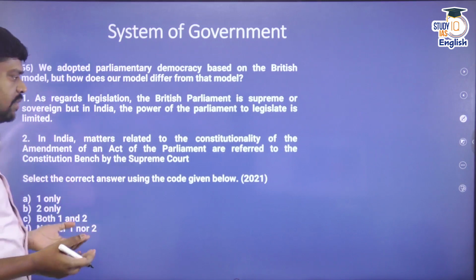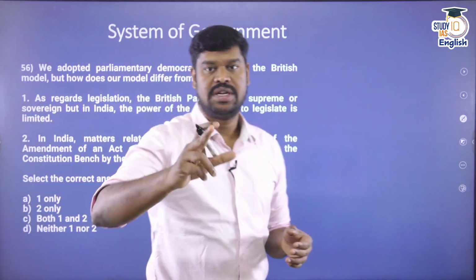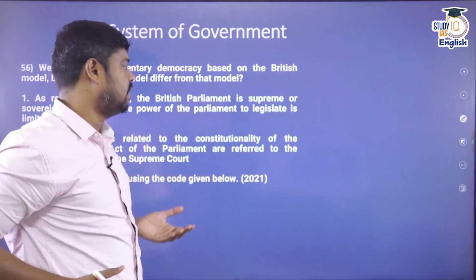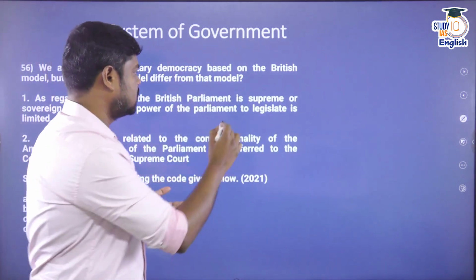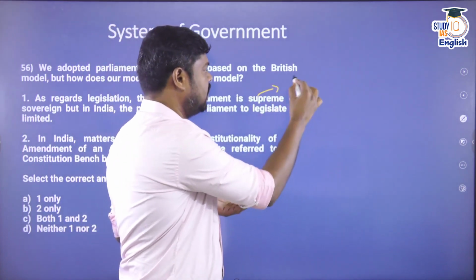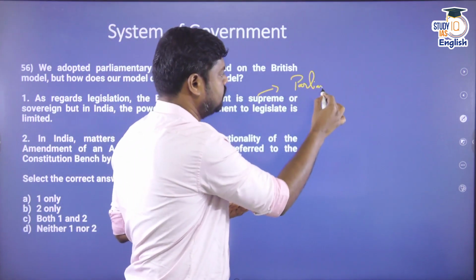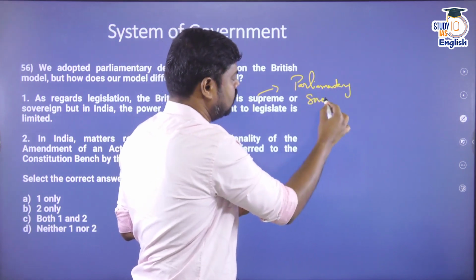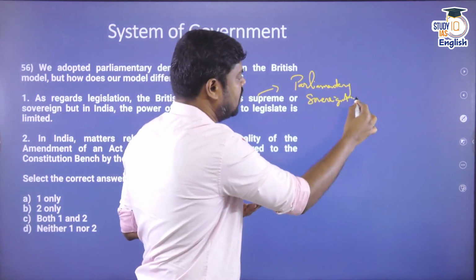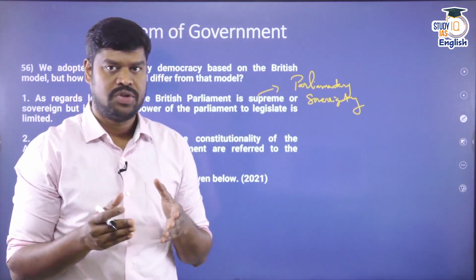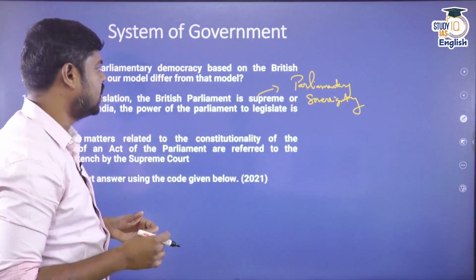Very much true, because this is the explanation that I was giving in the last question, which is related to the British parliamentary system and the Indian parliamentary system. The British parliamentary system is based on the model of parliamentary sovereignty. They are based on the principle of parliamentary sovereignty. That means they can make any law. So that is what parliamentary sovereignty is.